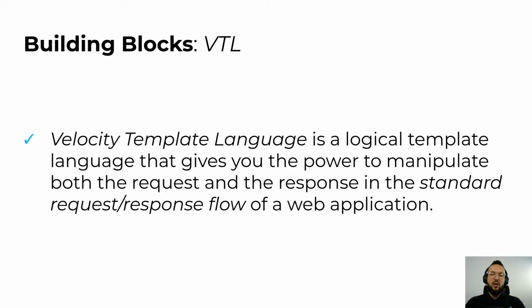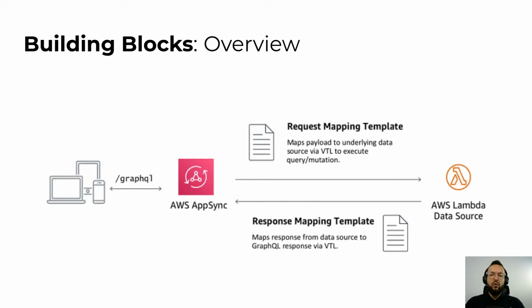There's also a concept called VTL, which is the acronym for Velocity Template Language. This language is a DSL, a logical template language, that gives you the power to manipulate both the request and response in the standard request-response flow of a web application. So for example, you can have a response mapping template that maps the response from your data sources to a GraphQL response via VTL. And in the same way, you can have a request mapping template when you're mapping the payload from AppSync directly to the AWS Lambda data source.